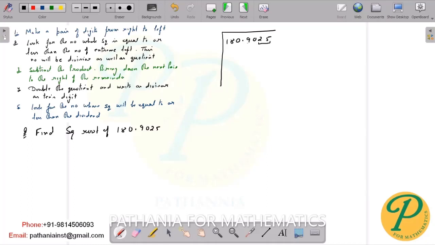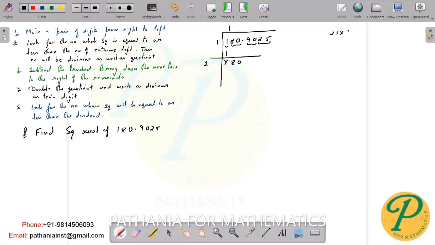Make the pairs. 1 is left with you. Okay, so it is 1 into 1. Subtract. Move down the next pair. Double the quotient. Okay, then use the table.